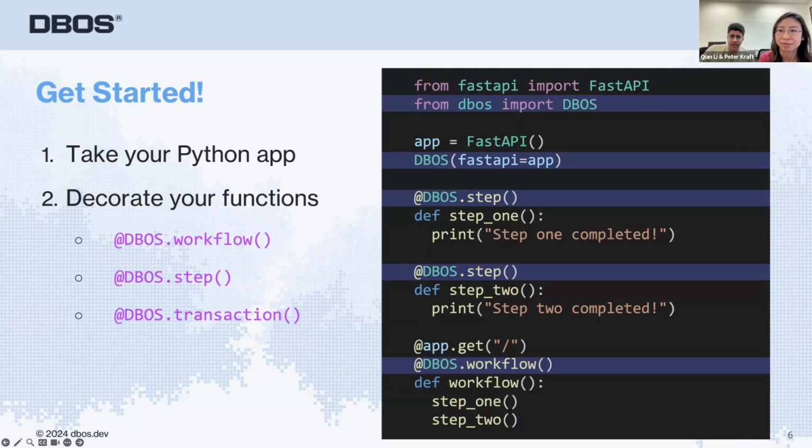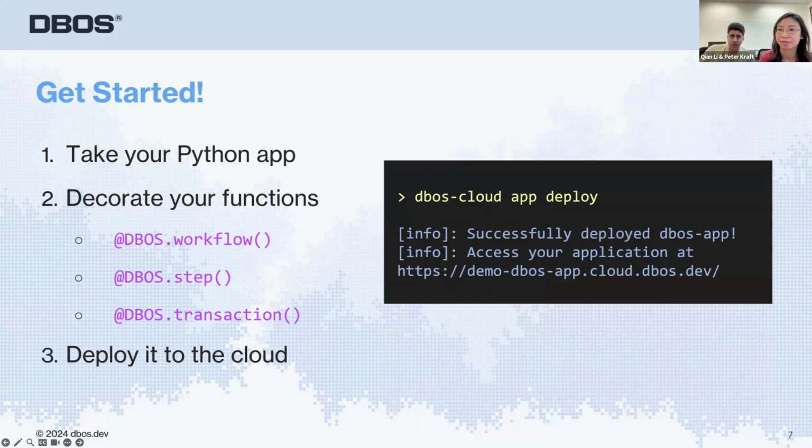Once you've annotated your program, you can then deploy it to DBOS Cloud. That's a single command that you run. And then your application is hosted live in the cloud. It's auto scaling, and it'll scale to whatever load you need.